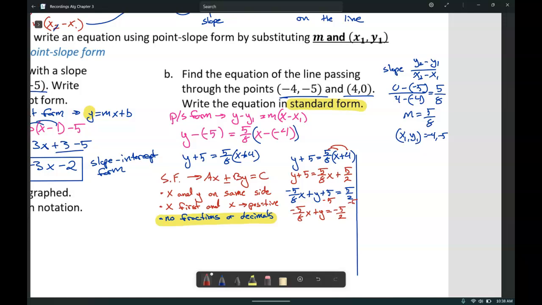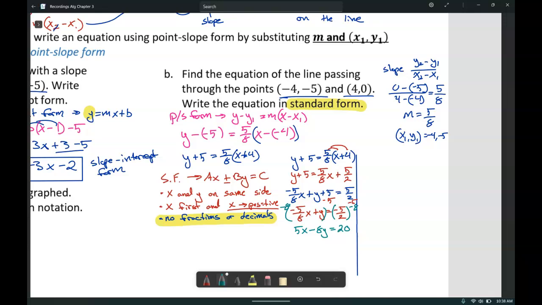And then now what we can do is go ahead and get rid of the fractions, and at the same time we can also make x positive, because right now x is negative. So if we multiply both sides of our equation by the negative LCD, which is 8, when we distribute, we get a positive 5x minus 8y equals 20. And so we can distribute that.